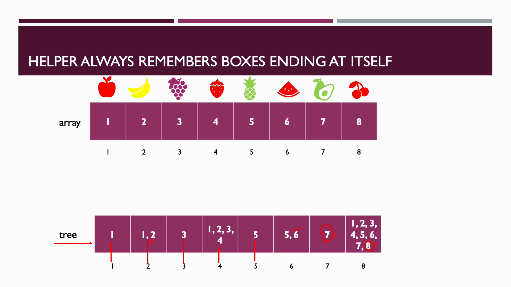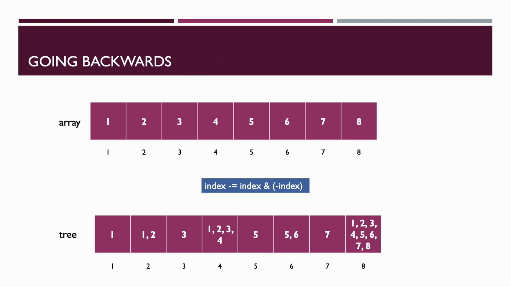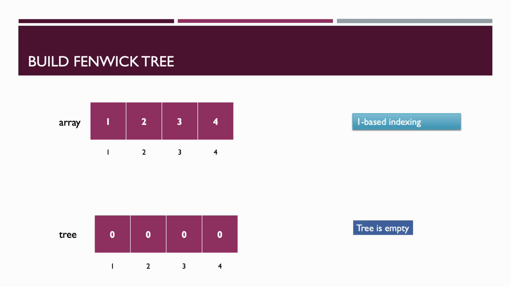So this is one observation I wanted you to make. Now let's go backwards. Why will we go backwards? I'll come to that, but let's see how we go backwards. So the formula for going backward is, if we want to get some value, let's say I have this index. How will my index decrease? It's going to be index minus equal to index and minus of index. So this is the formula. We'll see why.